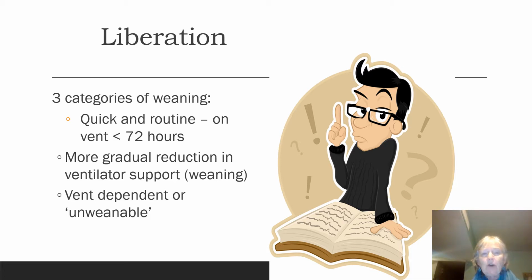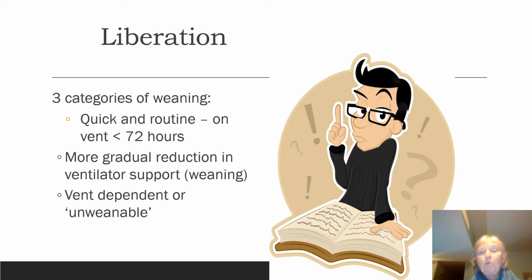There's three different categories of weaning. We all talk about weaning. One is the quicker, the routine one. Remember, we talked a little bit about this on Monday. Sometimes your patients are only on for a very short period of time. They're awake, they're ready to come off, and we can just basically take them off. If they've been on a longer period of time, more gradual reduction is sometimes needed.